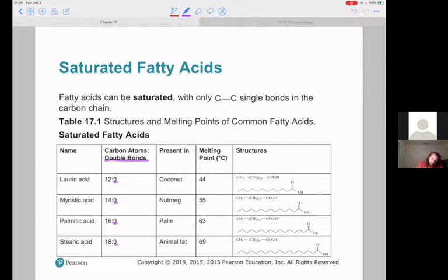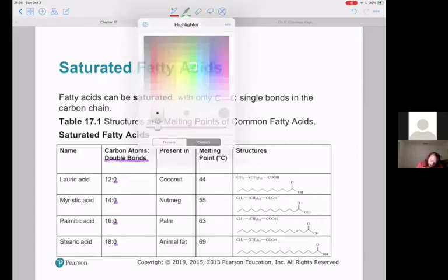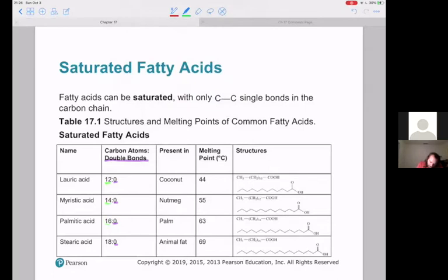Okay. And what we're going to see is as we increase in the number of carbons, so we increase that carbon chain, the melting point also increases, right? So this is an increase in the number of carbon atoms, and we see an increase in the melting point.